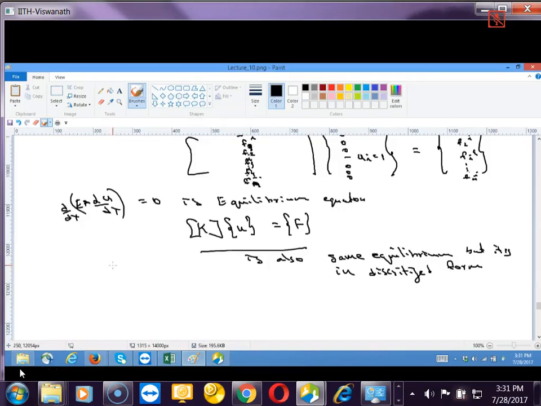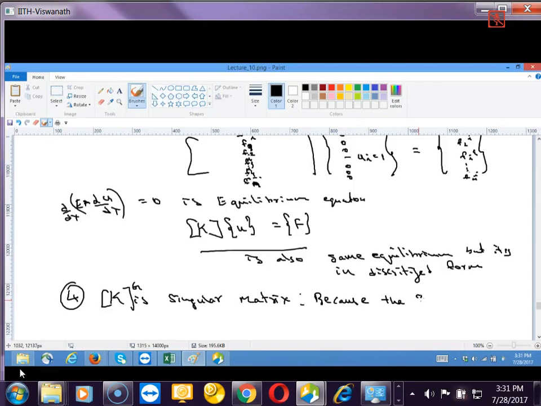So one thing we need to understand is, as I said, there is another property, the fourth one: K global, the global stiffness matrix, is a singular matrix. That means it is not invertible. Why is it not invertible? Because the structure is not statically stable.